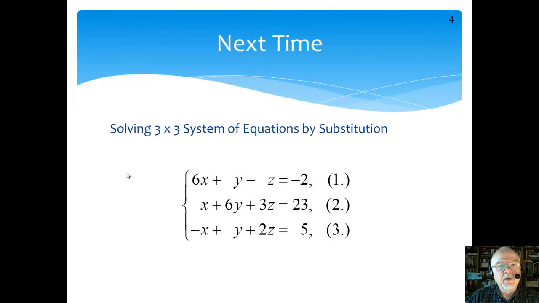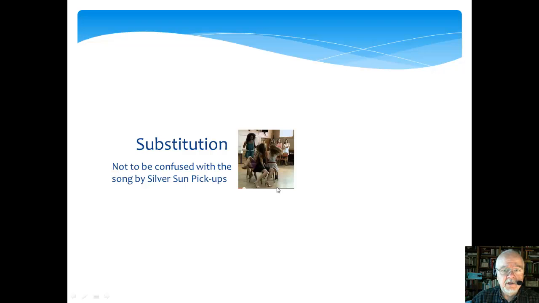Okay, now we're going to try the same idea, only on a larger system, a 3x3 system of equations. And it's the same strategy. Basically, we're going to remove variables just like you remove chairs in musical chairs.